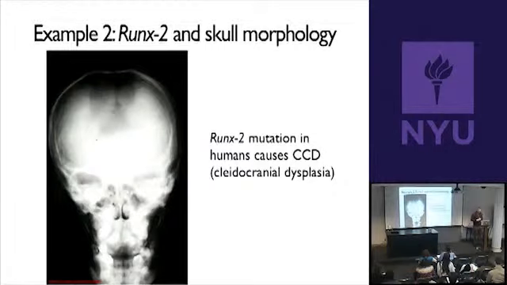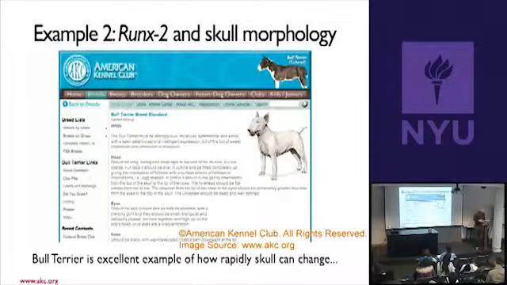It's now known that the disease is caused by a mutation in this gene called RUNX2. So one of the things these guys did with dog breeds is they looked for cases where the skull morphology is interesting. And one of the most interesting cases of skull morphology change is in the bull terrier.